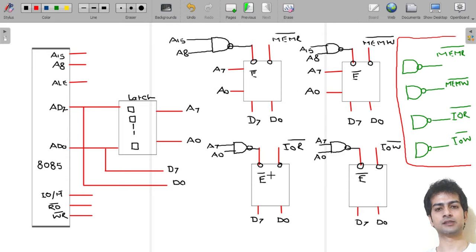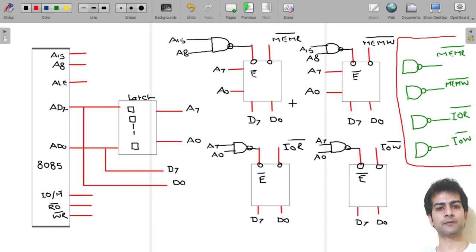After discussing this example, we will discuss one important concept, that is peripheral mapped input output and memory mapped input output. That concept is dependent upon this summarization. So please listen to it carefully.